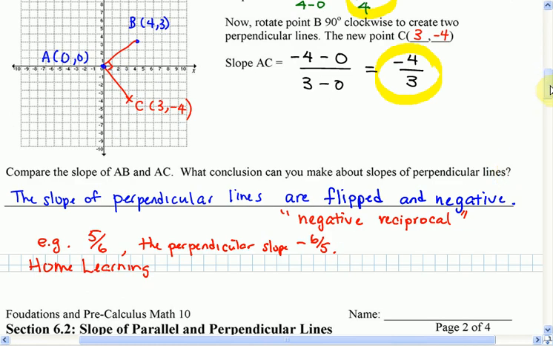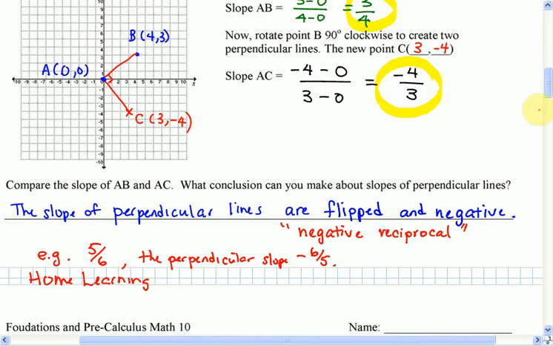The negative always applies to the top, right? So home learning from 6.2, in addition to the 6.1 stuff you haven't finished, try page 349, numbers 3, 4, 5, 6, 8. That's it.